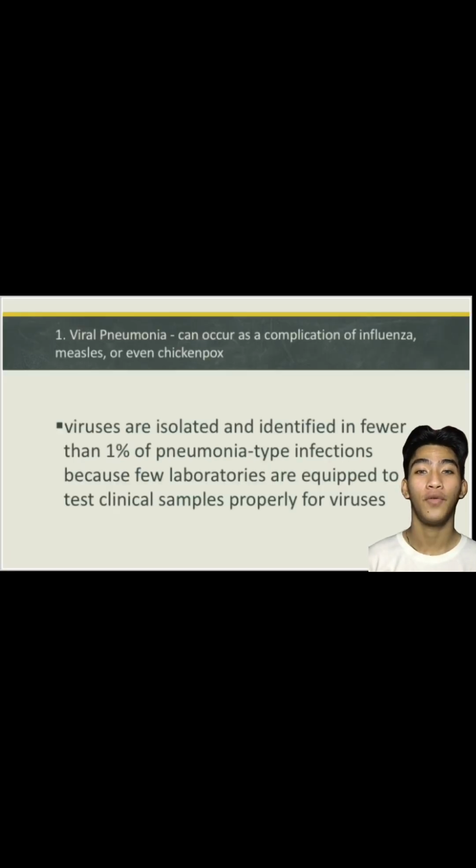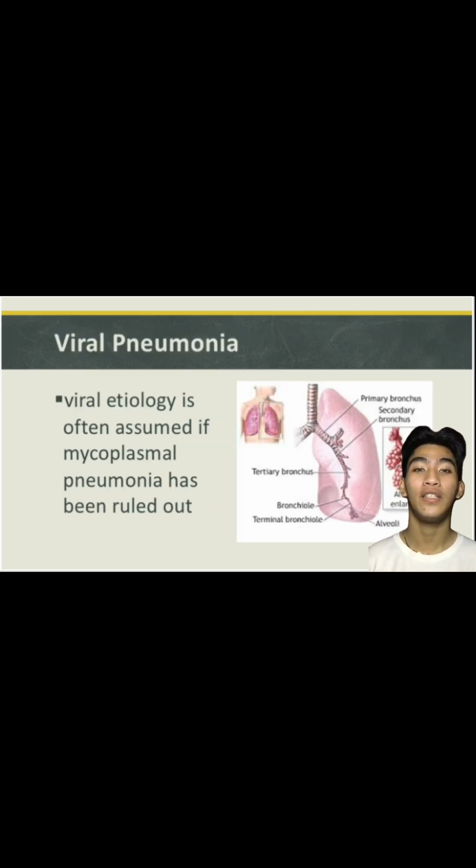Viral pneumonia can occur as a complication of influenza, measles, or even chickenpox. A number of enteric and other viruses have been shown to cause viral pneumonia, but viruses are isolated and identified in fewer than 1% of pneumonia type infections because few laboratories are equipped to test clinical samples properly for viruses. In those cases of pneumonia for which no cause is determined, viral etiology is often assumed if mycoplasmal pneumonia has been ruled out.